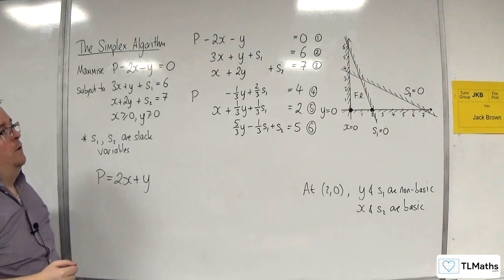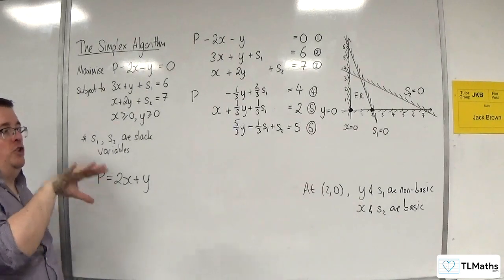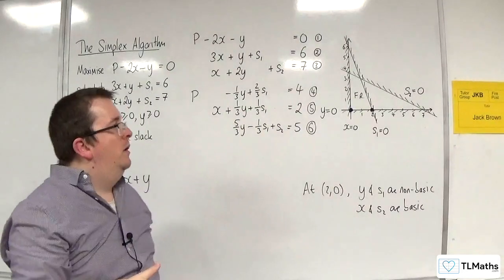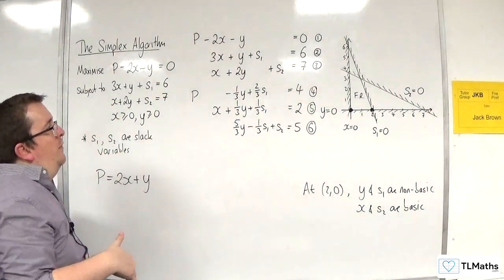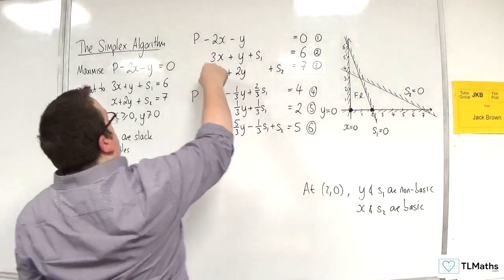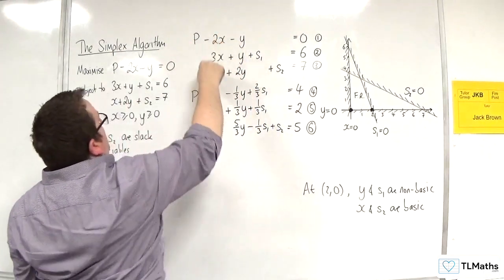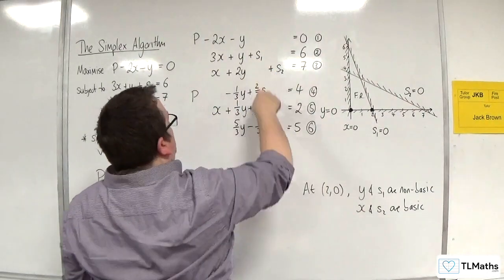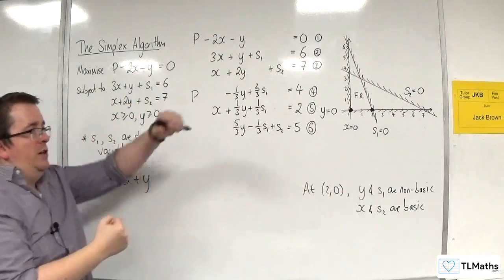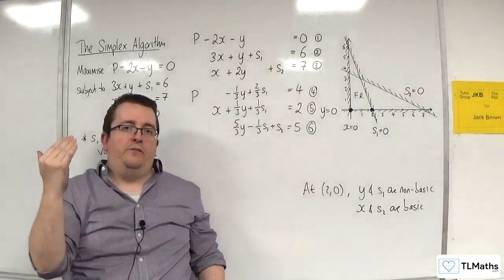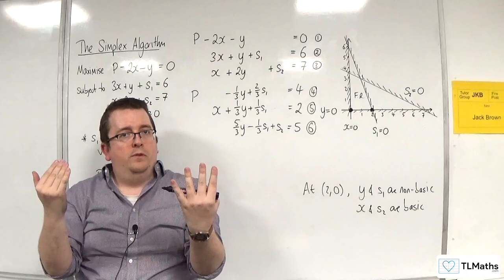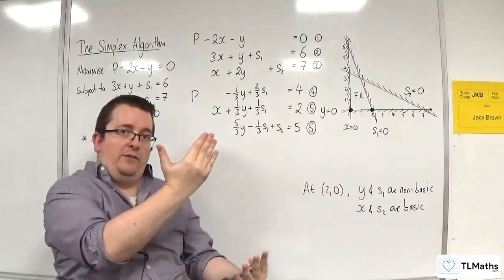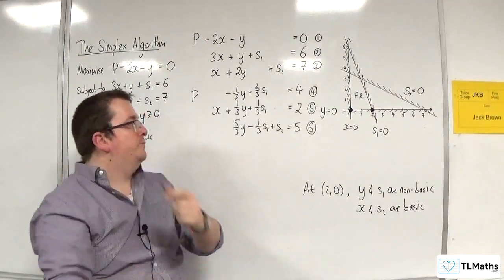Okay? So, that is how they have changed. And what you can see is that as you move, that is one iteration of the simplex algorithm. What it does is it has swapped x from being non-basic to basic, and it has swapped S1 from being basic to non-basic. So every time you do this, it swaps a basic variable for a non-basic variable. They swap around, and they go from basic to non-basic, non-basic to basic.